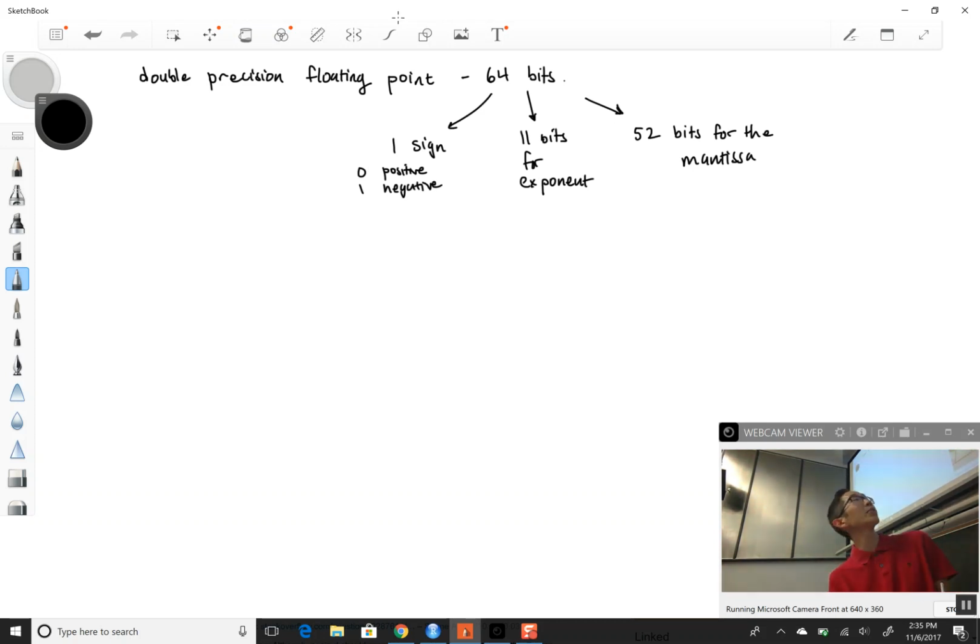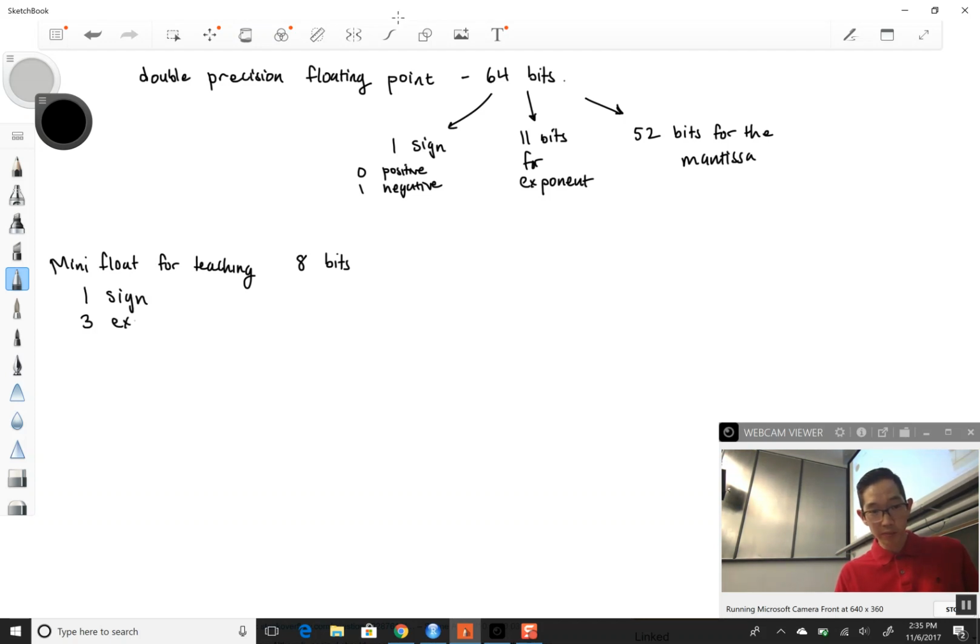Okay, and so here we're going to deal with what we call a mini float, and we're only going to use 8 bits to represent our number just for illustrative purposes, but the idea is the same. We're going to have 1 bit for the sign, this time 3 bits for the exponent, and 4 bits for the mantissa. Okay, so we have a mini float for teaching. This will be 8 bits, 1 sign, 3 exponent, and 4 for the mantissa.